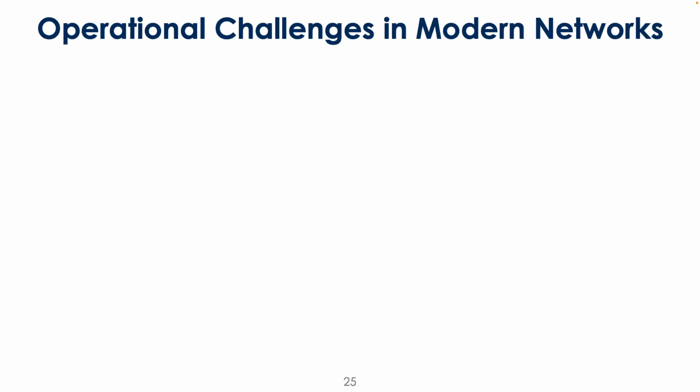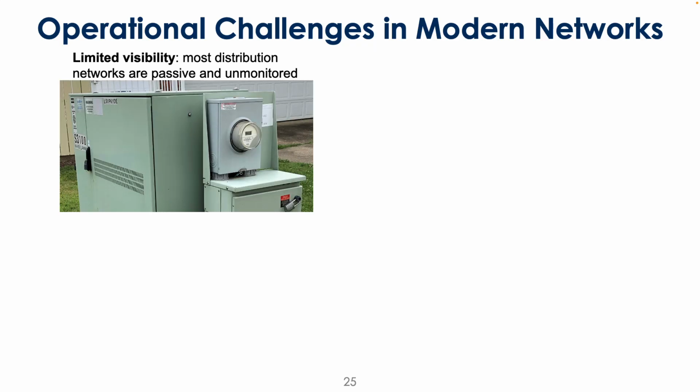Okay, we've talked about this kind of stuff. So in modern networks, some things to think about: limited visibility. A lot of distribution systems are passive and unmonitored. And so even for utilities to have insight into what's happening on distribution networks might be a little bit more limited than people think.